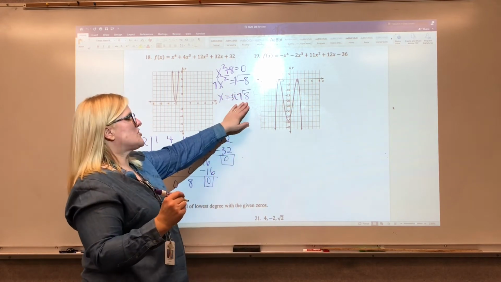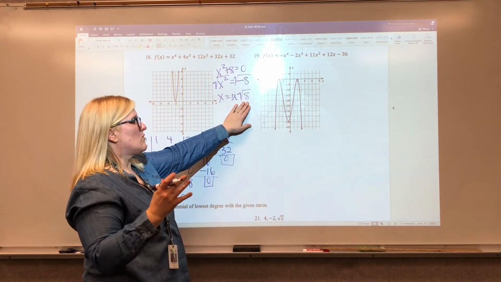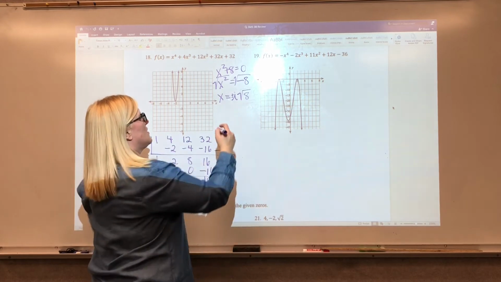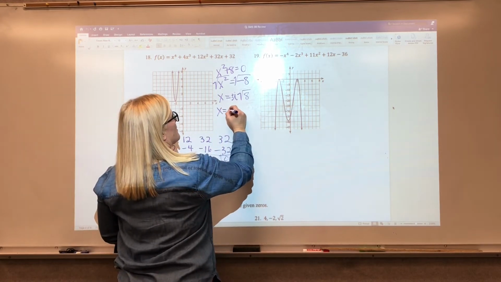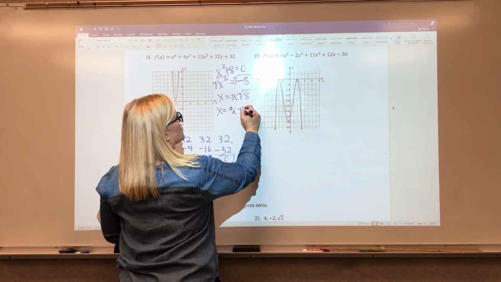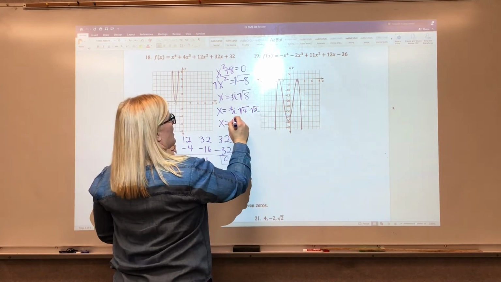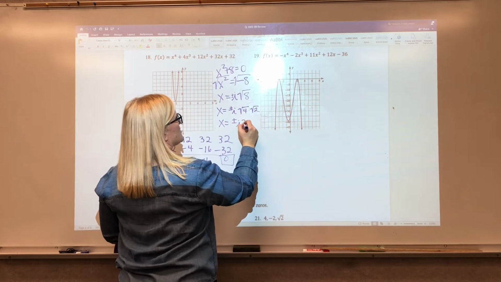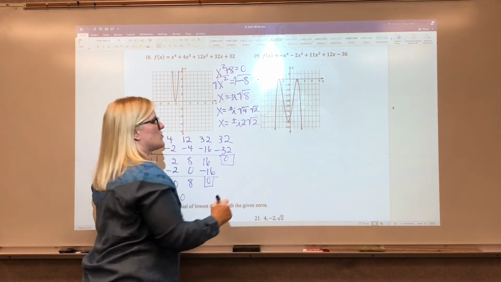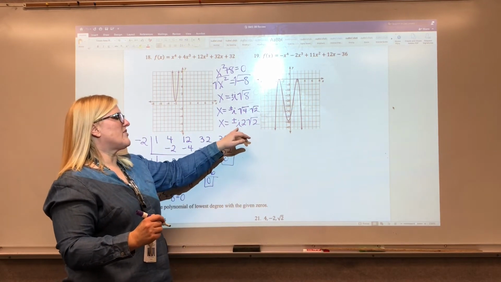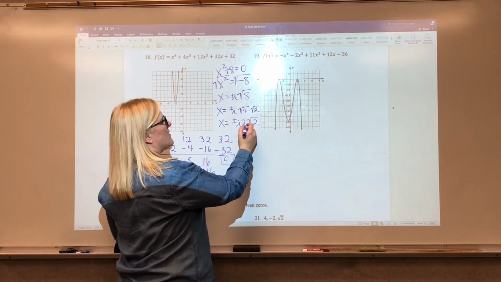Now if I want to reduce this even more, this is going to be the square root of 4 times the square root of 2. And then I have plus or minus i times 2 times the square root of 2. Actually, you could also write that as 2i times the square root of 2.